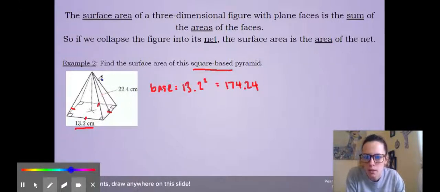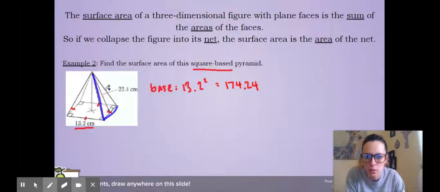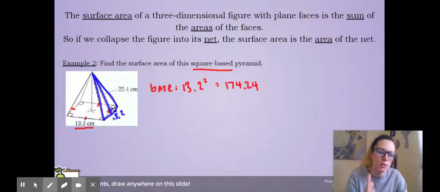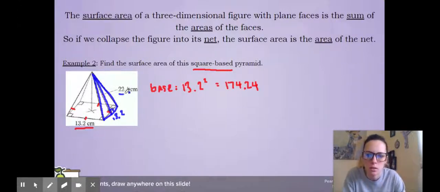Next, I'm going to take one side of my pyramid, so I'm going to focus on one of these triangles. Again, it has the same base, so it has that 13.2 centimeter base. It also gives us the height, because if you remember, the area of a triangle is 1/2 times the base times the height. So it gives us the height of 22.4 centimeters.